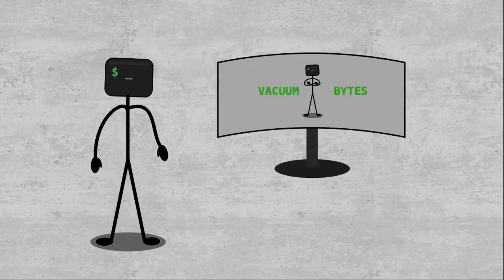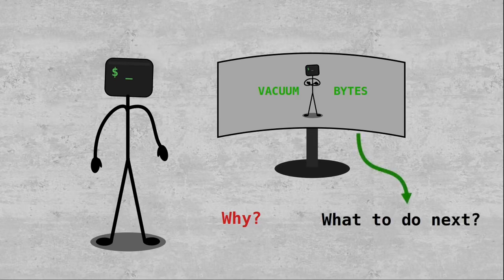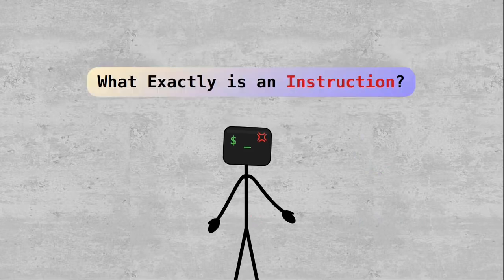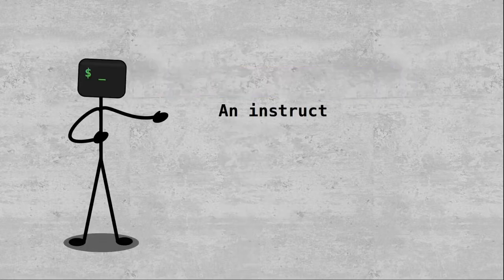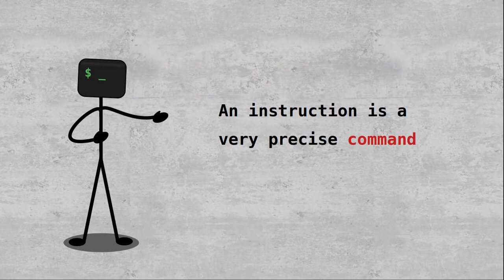A computer works the same way. It does not know why it's doing something. It only knows what to do next with an instruction. You may wonder what exactly an instruction is. An instruction is a very precise command which computers can execute.